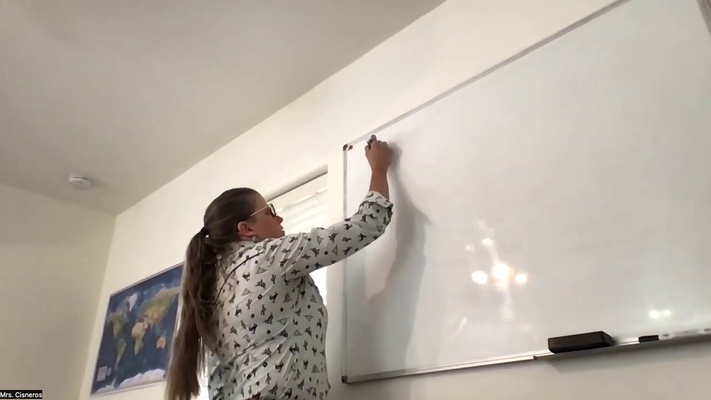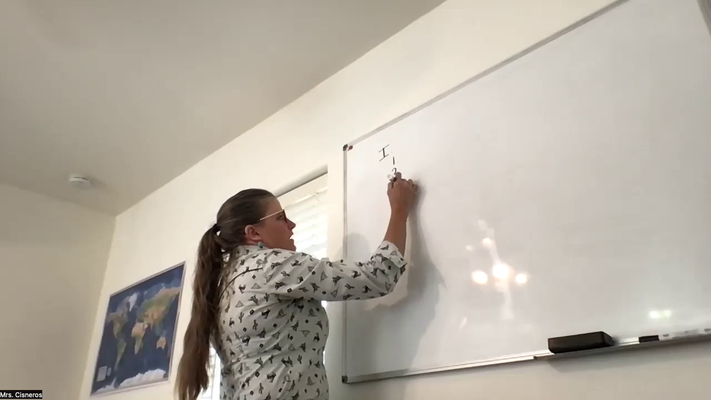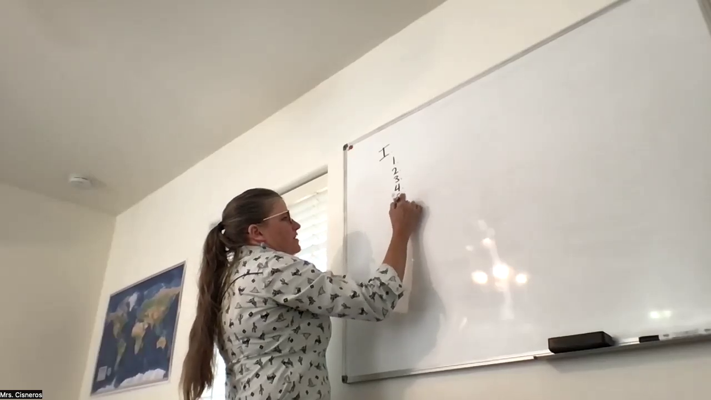All right. So Roman numeral 1, 1 through 5. And 6 is in parentheses for Audrey.